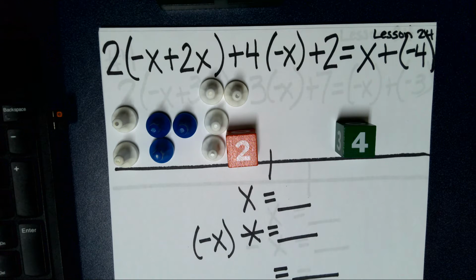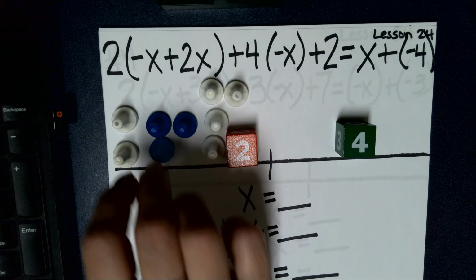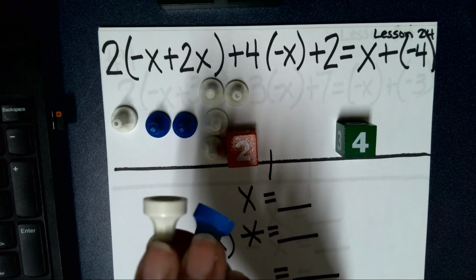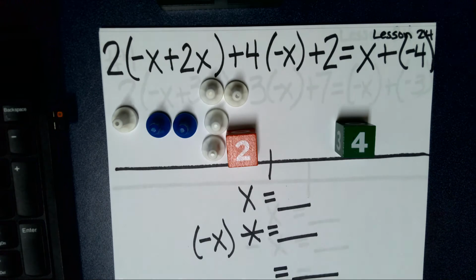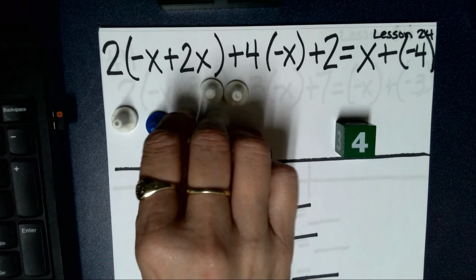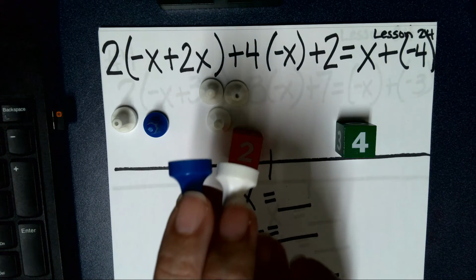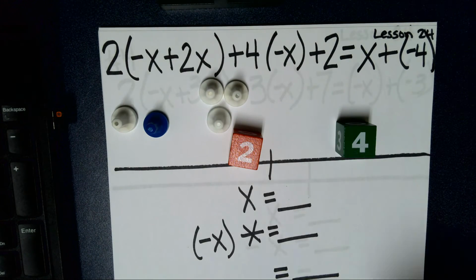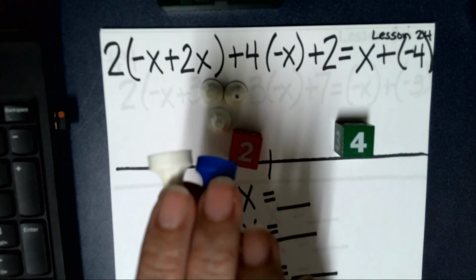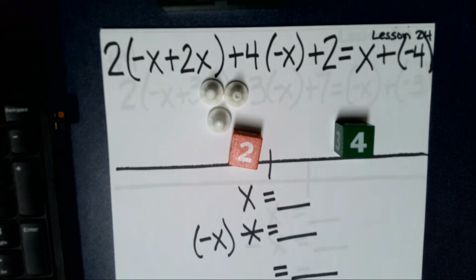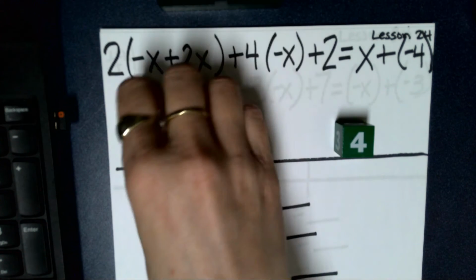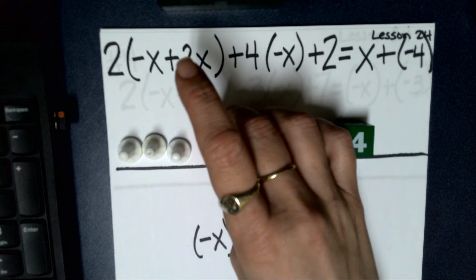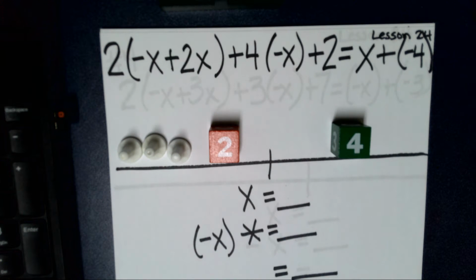Do we have 0 pairs? We do have a few 0 pairs. So here's a pawn and a star. That's a 0 pair. Removed. Here's another pawn and star. Removed. And another pawn and star. Removed. Now we have 3 stars and a 2 equals the opposite of 4.